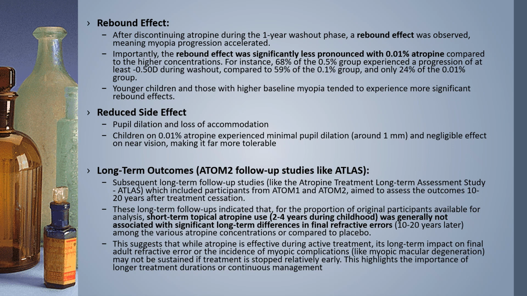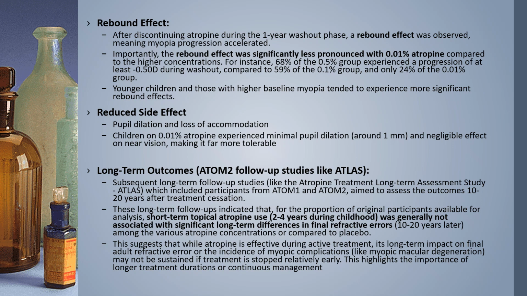So side effects obviously went down when you compare it with ATOM 1. There was hardly any pupillary dilatation and hardly any loss of accommodation, and 0.01% went around with almost negligible side effects, and the bulk of the patients were happy to use 0.01%. And this was the first time that such a reduced concentration was used for control of myopia and was showing some effect, even when compared with the classical historical placebo group of ATOM 1.